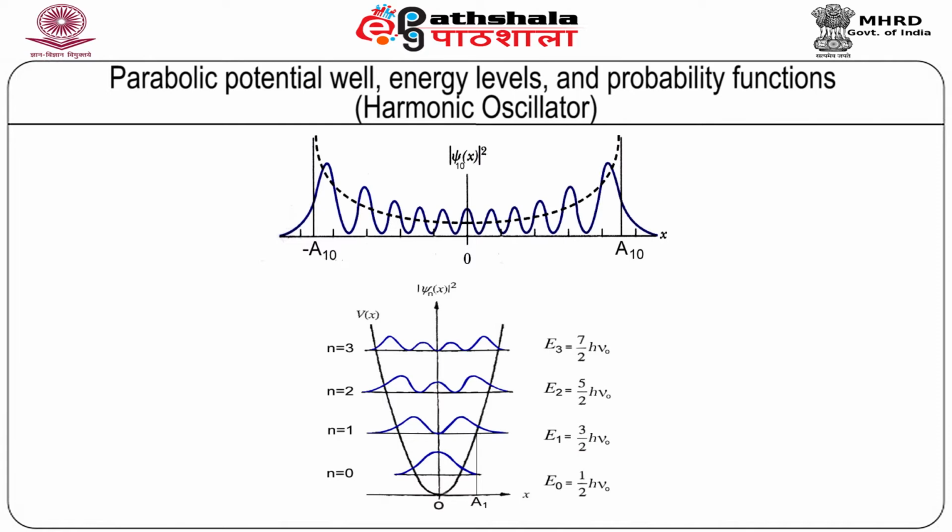Here you find that we were confused because we found that the probability was maximum at x equal to 0, but when you go to a higher state like n equal to 10, then you find that the average probability curve has a minimum at x equal to 0. So this is something which agrees with what we would expect from classical mechanics.